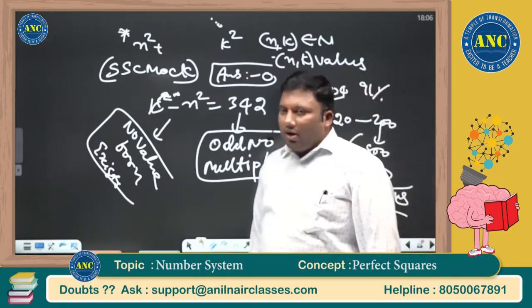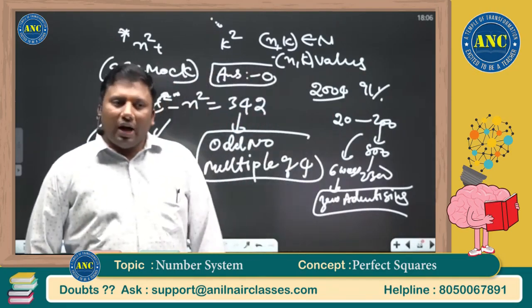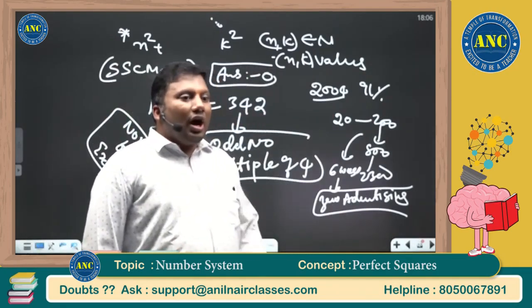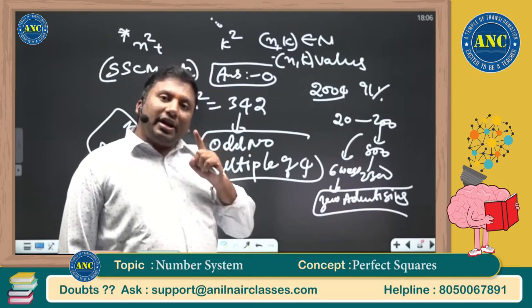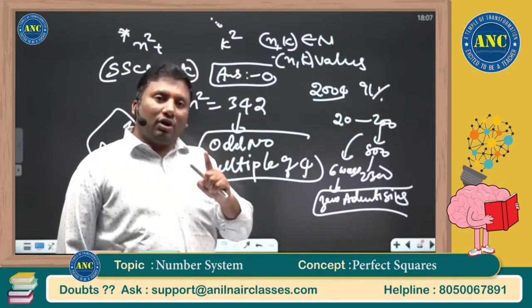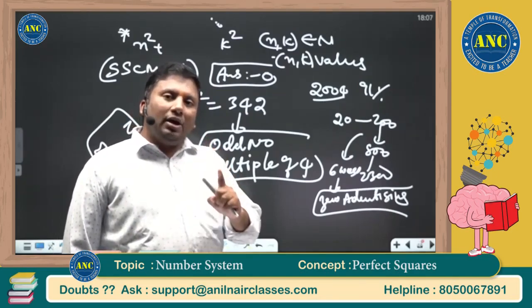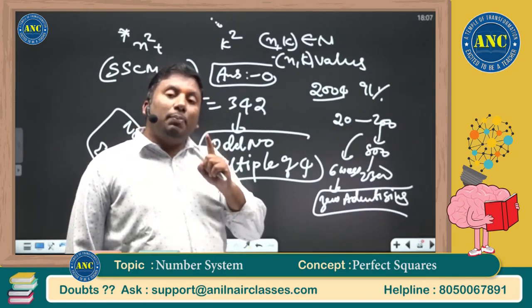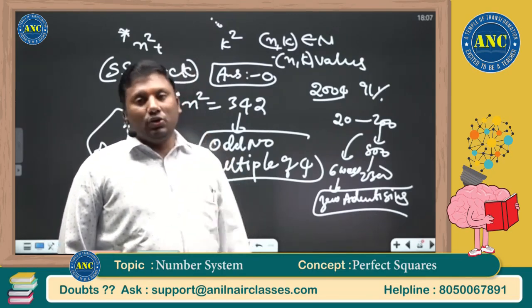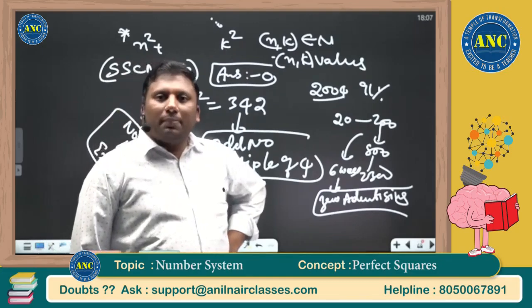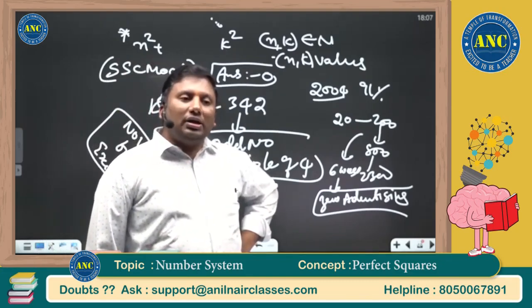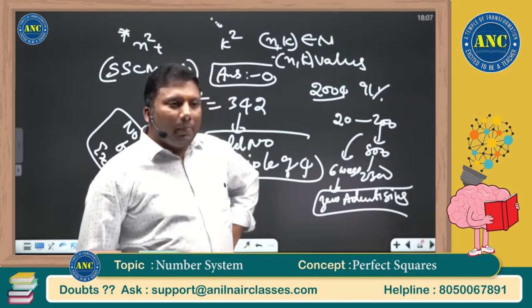Now, let me take one more question. I hope the idea is clear. Anuj, right hand side should be an odd number or a multiple of 4. 342, 42, 4 into 10 plus 2. It is not a multiple of 4. Anuj, I hope it is clear.